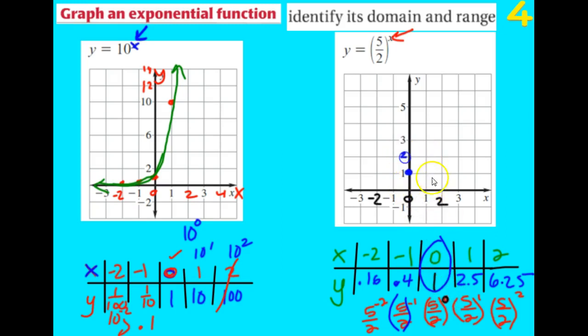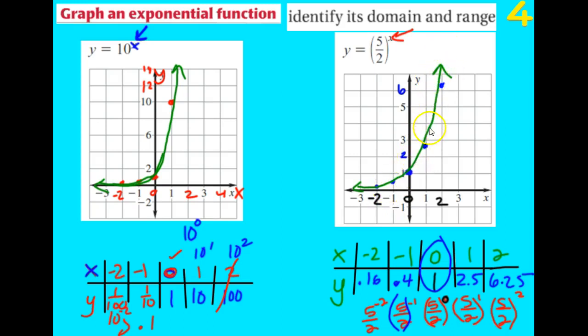2.5, so here's 2, 1, 2.5. At 2, we're at 6.25, so here's 6.25 would be a little bit higher. At negative 1, we're at 0.4, so 0.5 would be in the middle, a little bit less. And then at negative 2, we're at 0.16, so super close to the bottom or the edge. So we're going to make my line go super close to the edge, through our points, and then right up this direction.